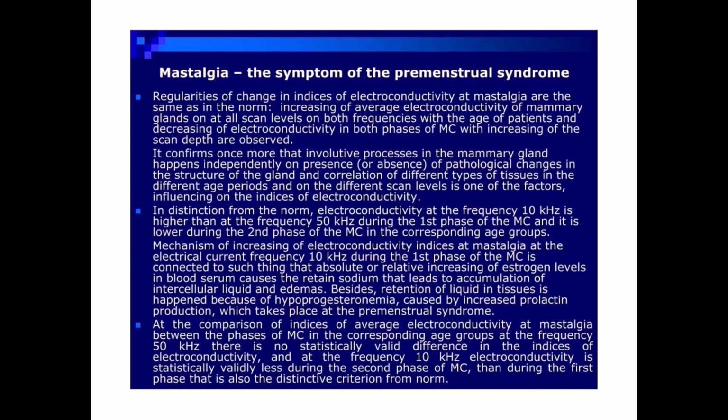Besides, retention of liquid in tissues happens because of hypoprogesteronemia, caused by increased prolactin production, which takes place at the premenstrual syndrome. At the comparison of indices of average electroconductivity at mastalgia between the phases of MC in the corresponding age groups at the frequency 50 kHz, there is no statistically valid difference in the indices of electroconductivity, and at the frequency 10 kHz electroconductivity is statistically validly less during the second phase of MC than during the first phase. That is also the distinctive criterion from norm.